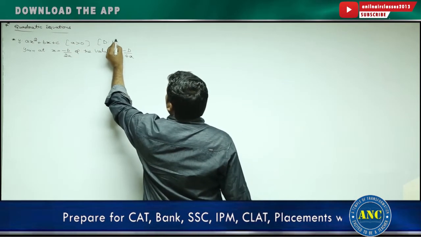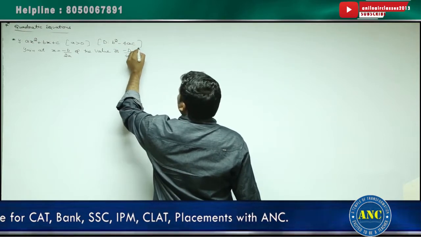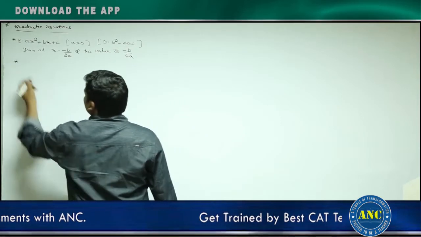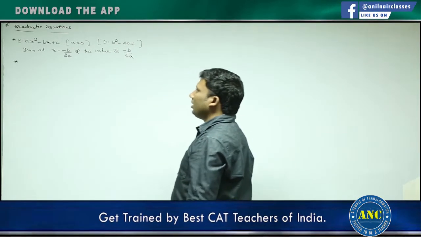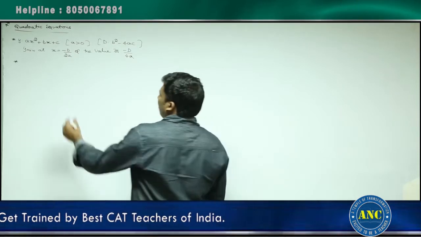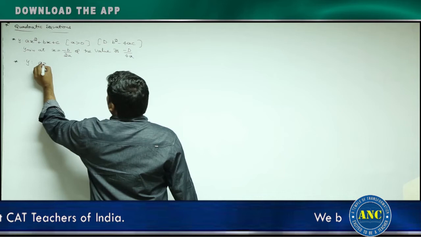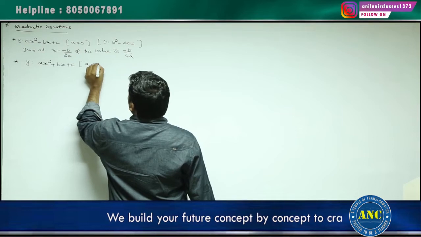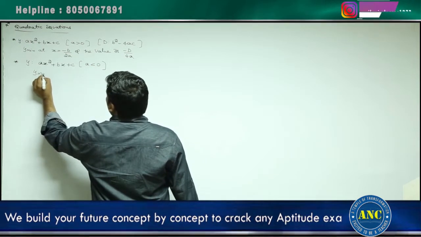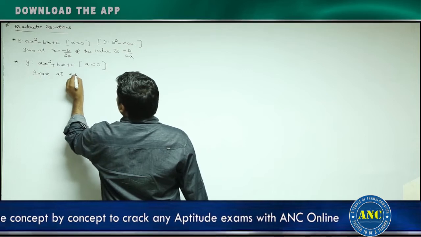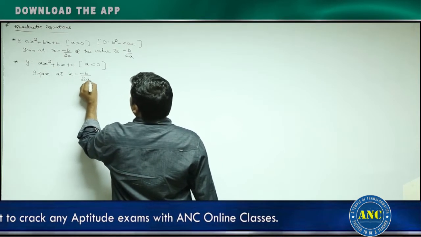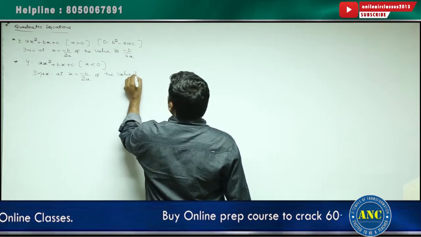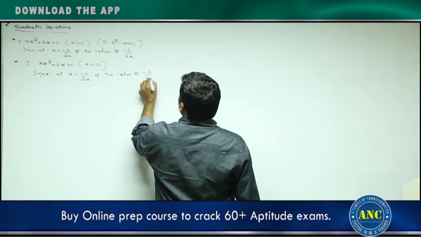D is b square minus 4ac. For ax square plus bx plus c, if a is less than 0, y max will be at x equivalent to minus b by 2a, and the value is minus D by 4a.